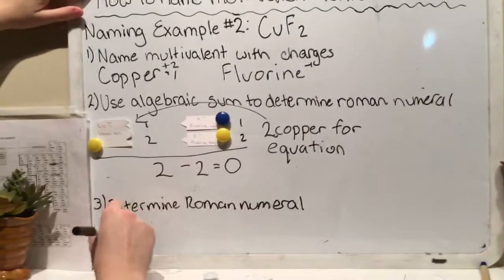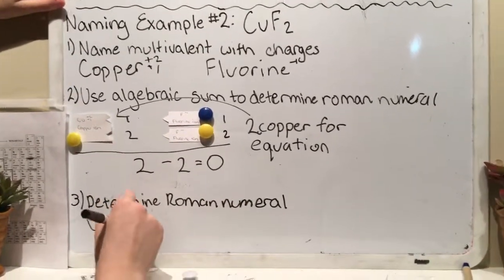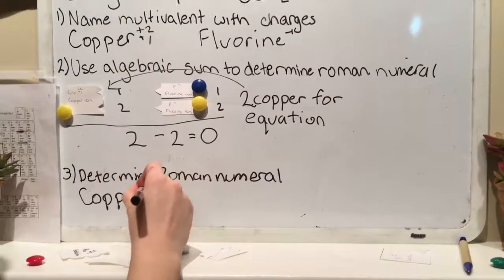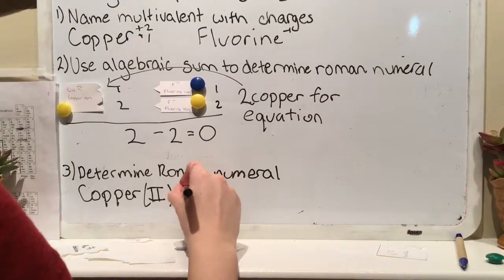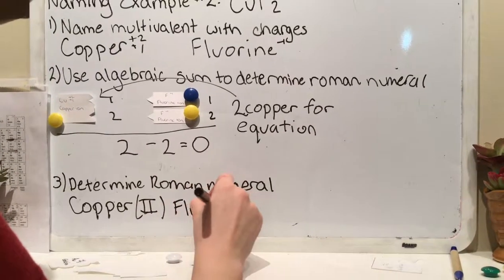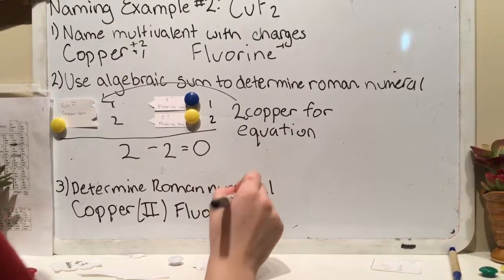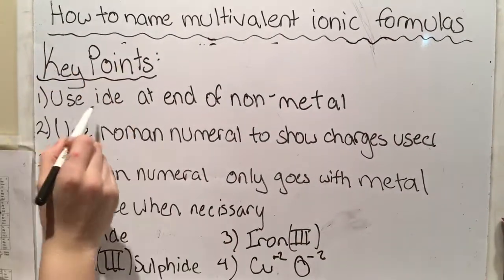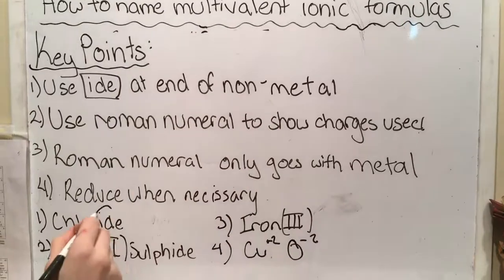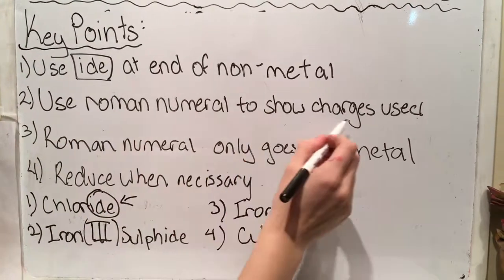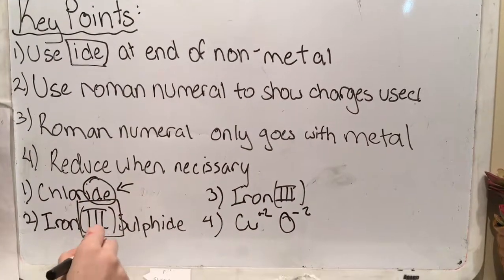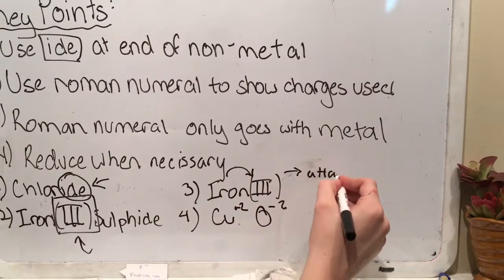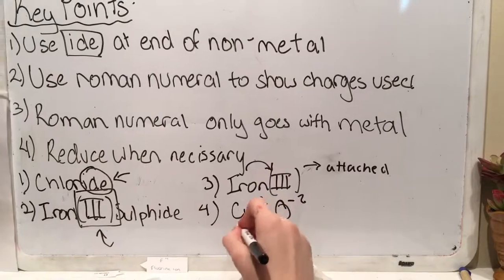Our final step is to determine the Roman numeral and its name. In this case, it'll be copper 2, because we needed 2 ionic charges, fluorine. But because we need to add an IDE, it'll be copper 2 fluoride. Some key points are: use IDE at the end of a nonmetal. Chloride has IDE. Use Roman numerals to show charges. Roman numerals only go with the metal. And reduce when necessary.